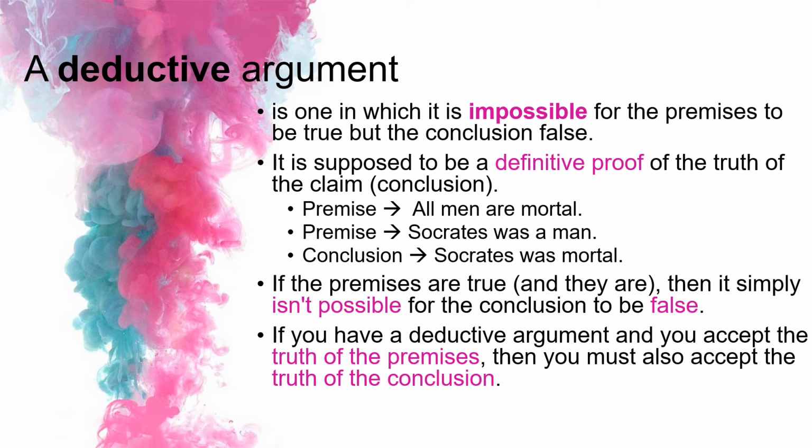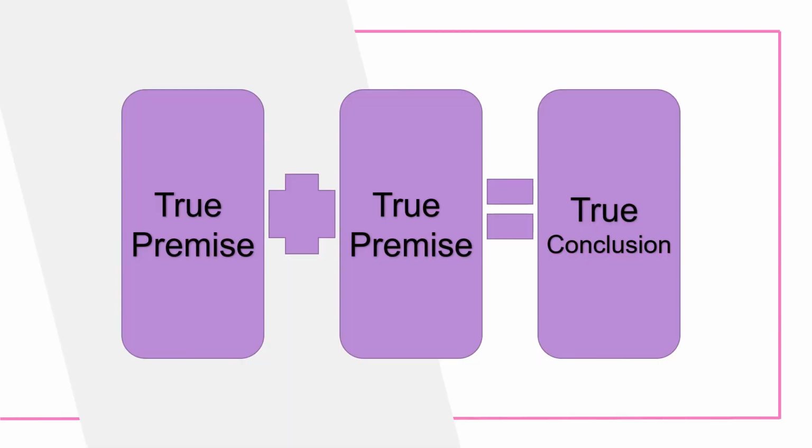So if you have a deductive argument and you accept the truth of the premises, then you must also accept the truth of the conclusion. That is why, if an author has a deductive argument, usually the conclusion would be strong, because the information provided by the premises is true. So the conclusion would be very solid and can be accepted or valid. This is how to describe a deductive argument.